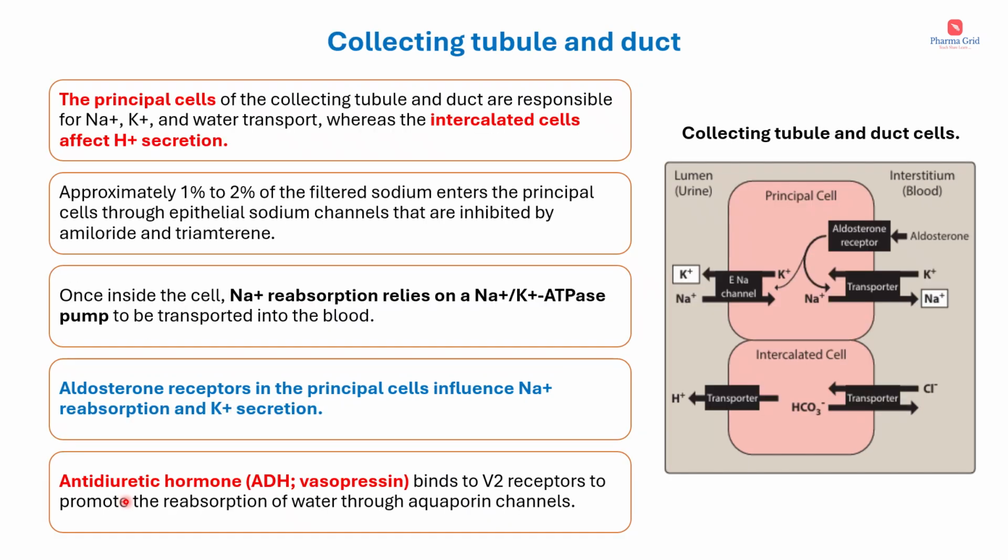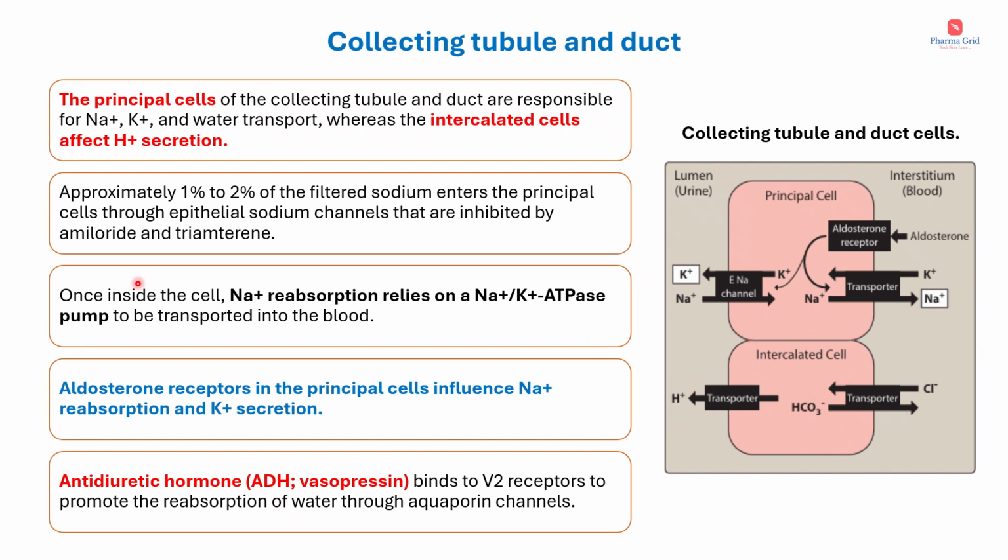Moving on to the collecting tubule and duct. The principal cells of the collecting tubule and duct are responsible for Na+, K+ and water transport, whereas the intercalated cells affect H+ secretion. The collecting tubule consists of mainly two types of cells, the principal cell and the intercalated cell. The principal cells are responsible for sodium, potassium and water transport, whereas the intercalated cells affect hydrogen ion secretion.